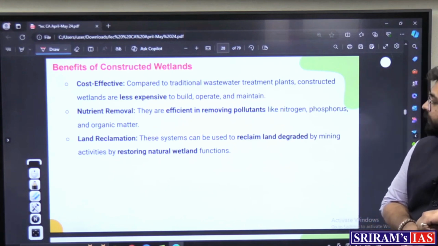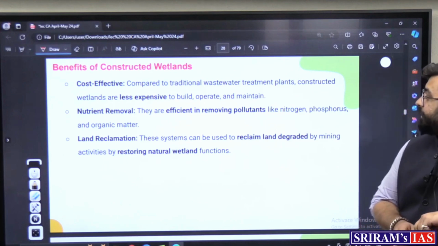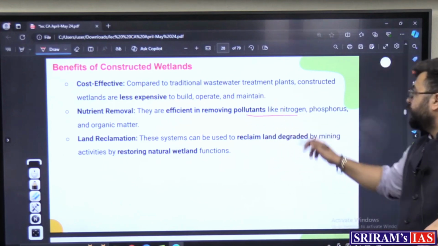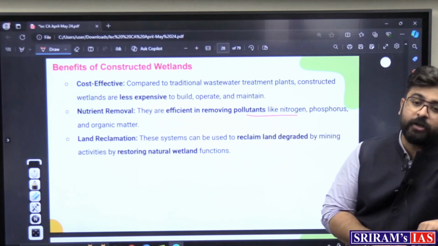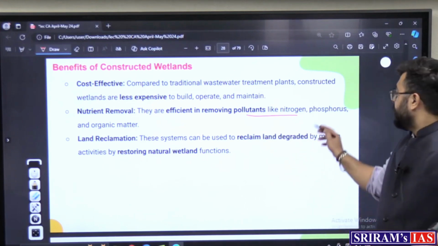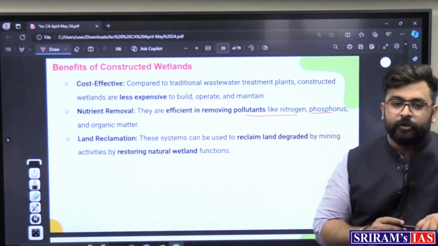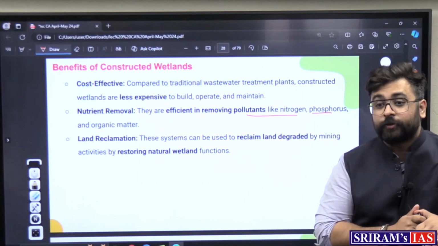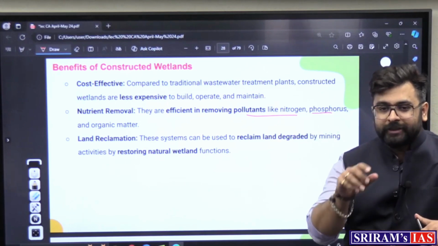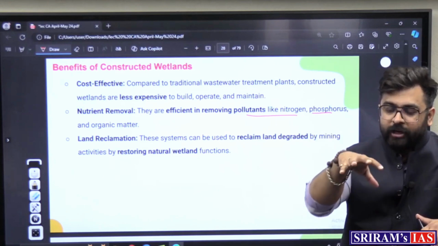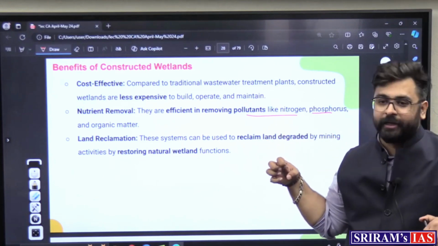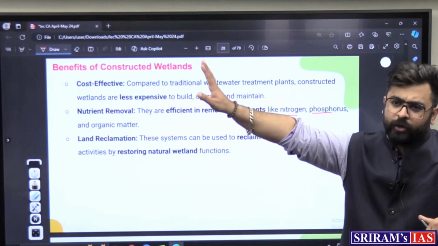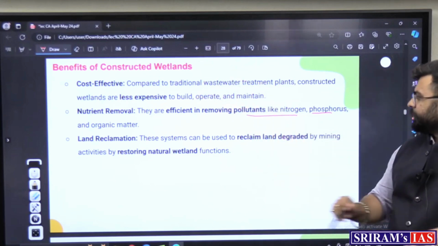Then nutrient removal, they are efficient in removing pollutants like nitrogen, phosphorus and organic matters. You will understand all these points when you do your nitrogen cycle, phosphorus cycle, how nitrogen and phosphorus are absorbed from nature. This is part of your core environment, वहाँ पर आपको पढ़ाया जाएगा.